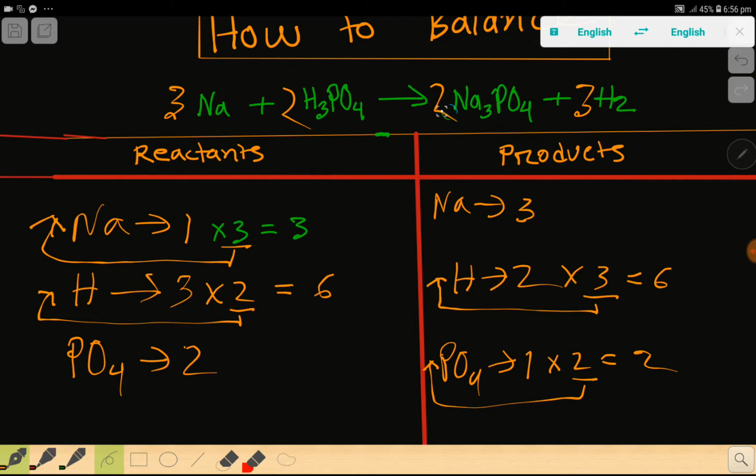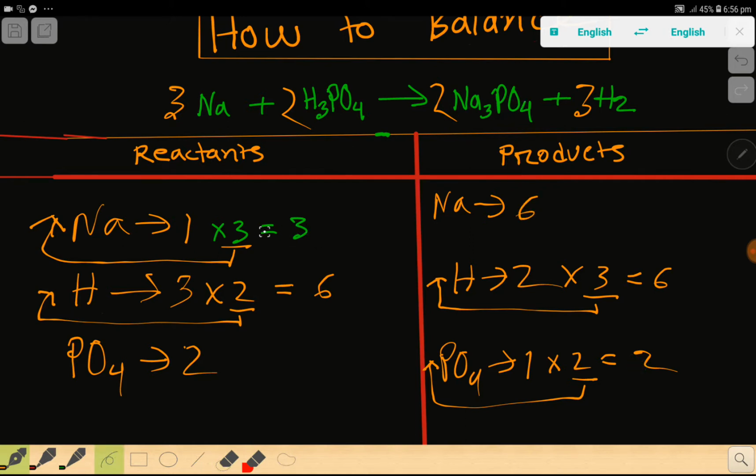If you place here 2, the number of sodium will be 6. 3 times 2 gives you 6, right? So you need to write here 6. The number of phosphate will be 2.